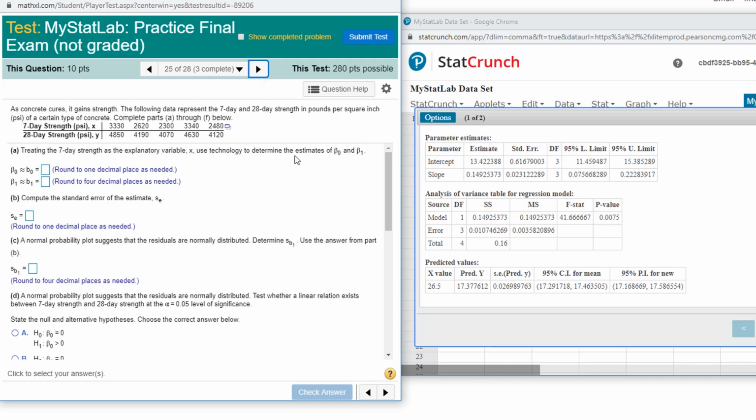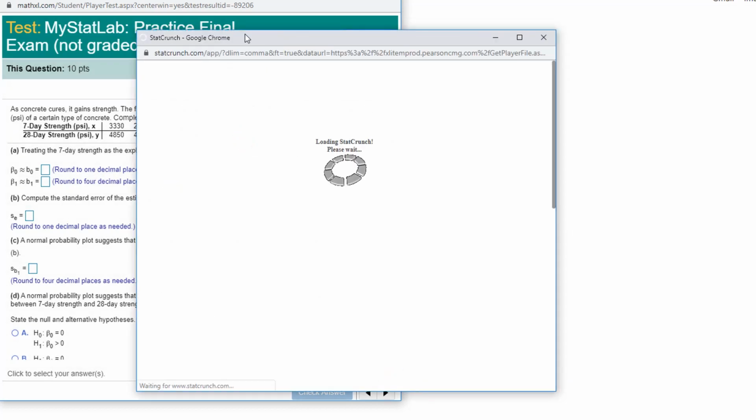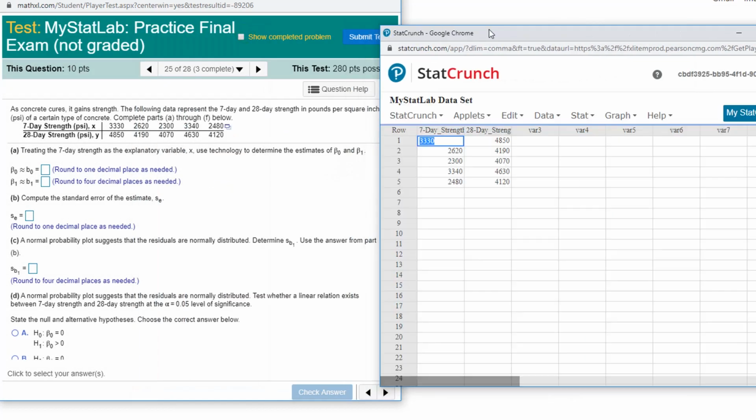Okay, as concrete cures, it gains strength. The following data represents the 7-day and 28-day strength in pounds per square inch. It looks pretty similar to the last one, so I'm going to just go through it and hopefully not take too long.